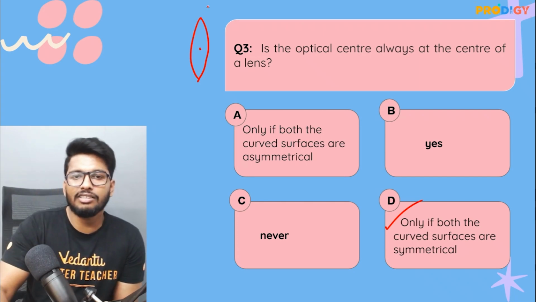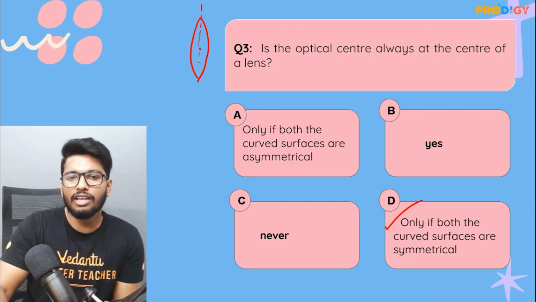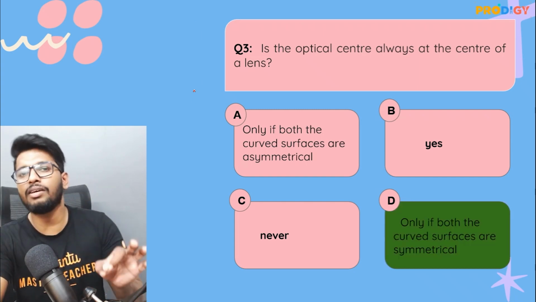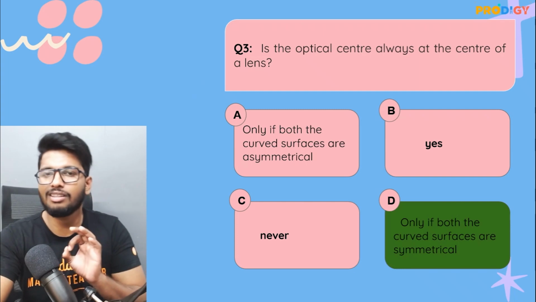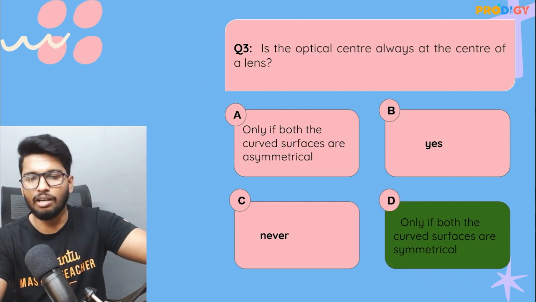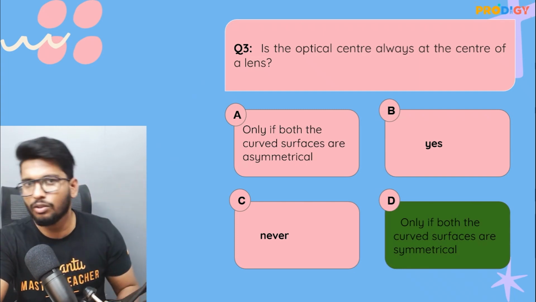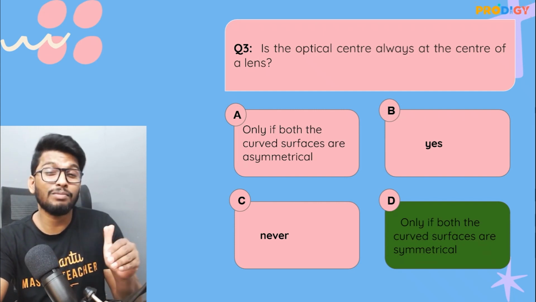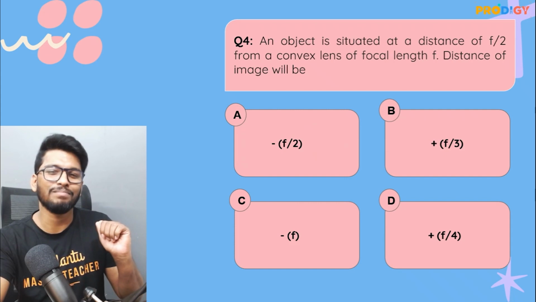Symmetrical in the sense, exactly, if you divide it into half, the left side should be equal to the right-hand side. Simple. If it is symmetrical, then it will be at the center. If it is asymmetrical, then it will not be. Because, for example, planoconcave or convexo-concave lenses are not symmetrical in nature, right? So for them, the optical center would not be exactly in the middle, right?